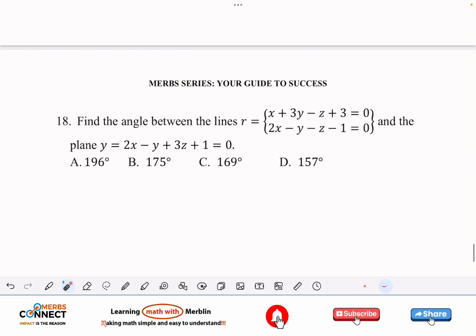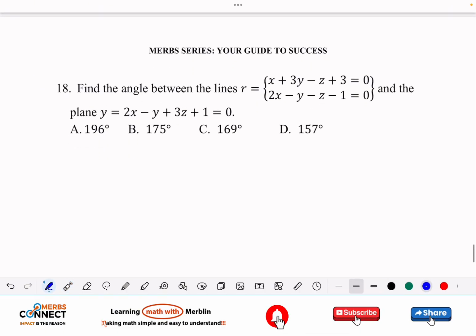Now let's solve question 18. Very interesting. Question 18, I love it. So we want to find the angle between these two lines and then a plane. So that's basically what we just need to do here. Now for us to find the angle between a line and a plane, we need to have two components, two vectors.